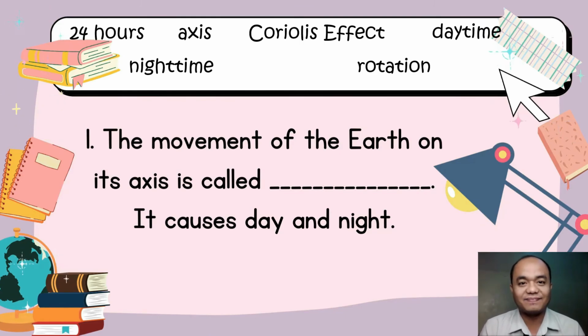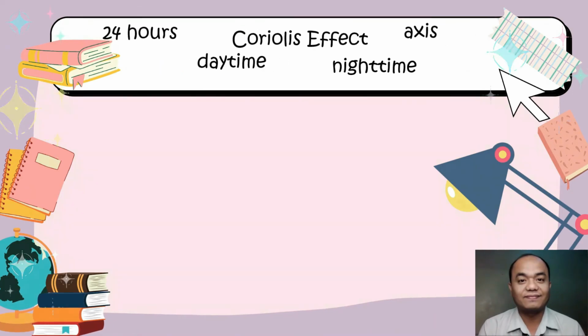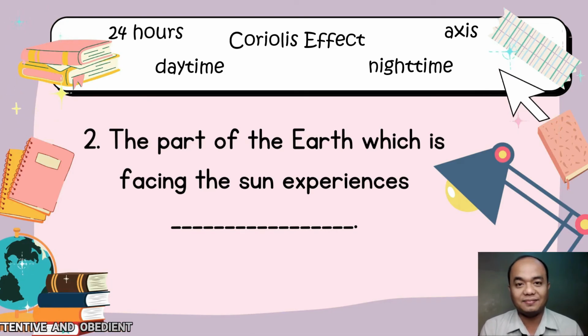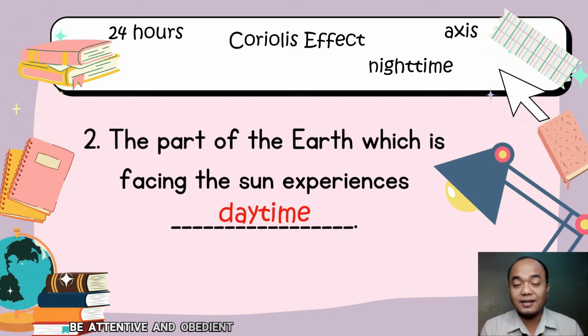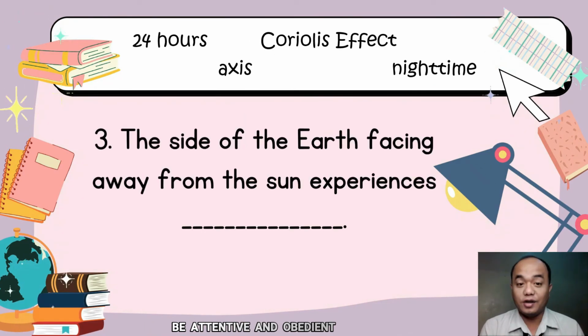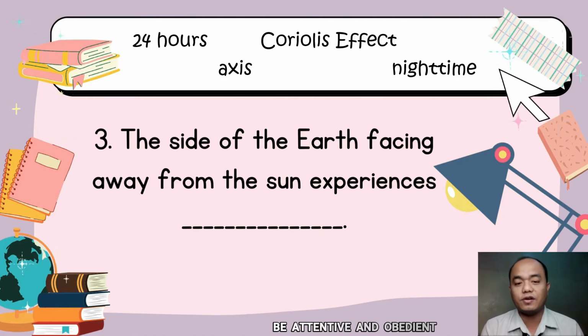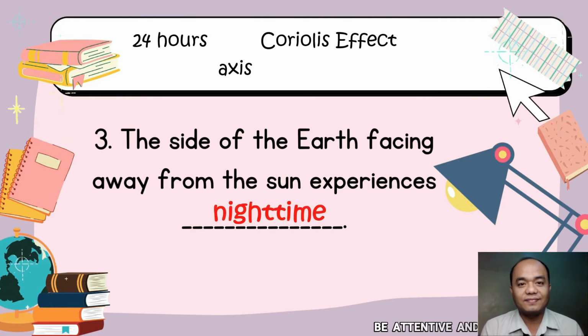What is the answer? Very good! Its rotation. Number 2. The part of the Earth which is facing the Sun experiences blank. What's the answer? Correct! It's daytime. Number 3. The side of the Earth facing away from the Sun experiences blank. What is your answer? Very good! It's nighttime.